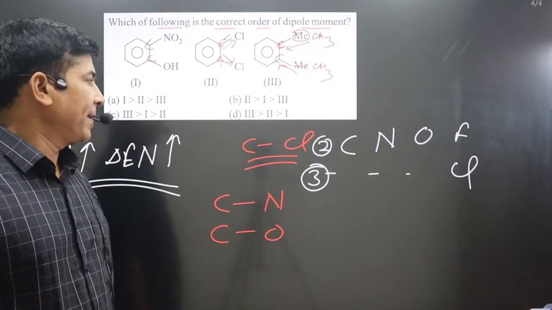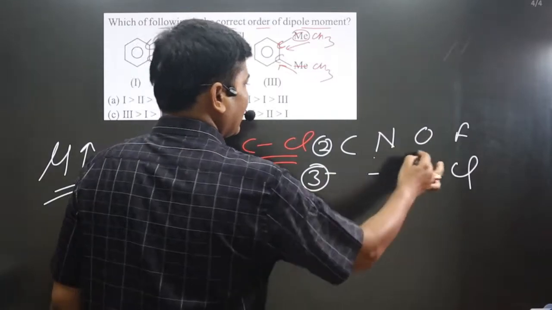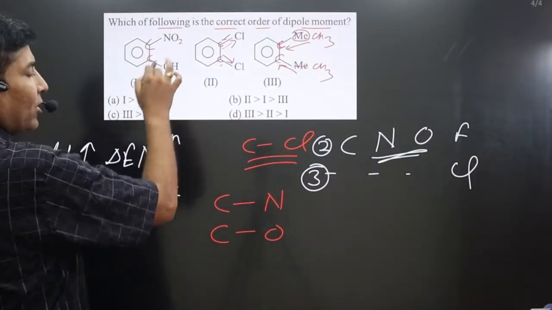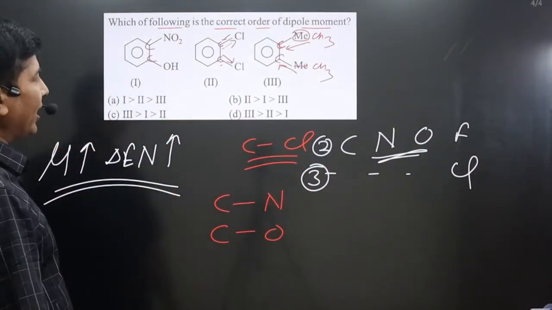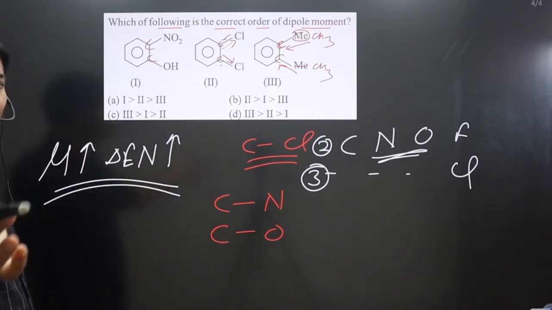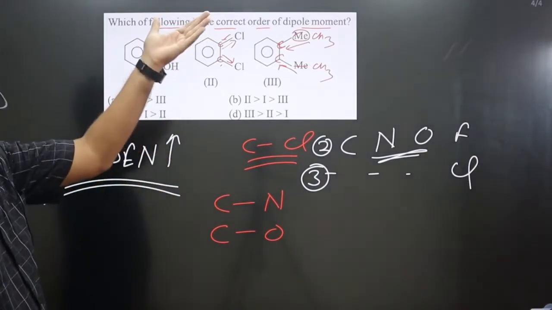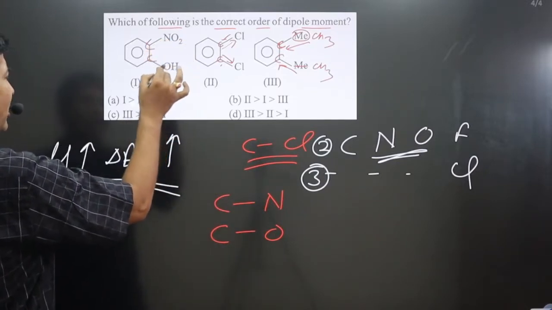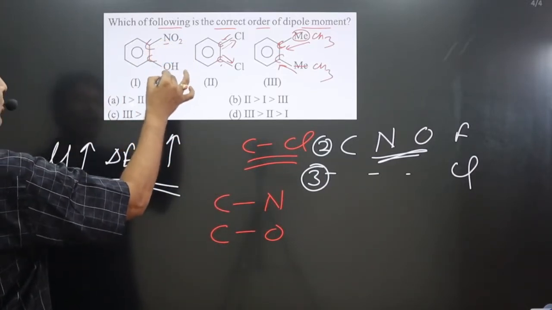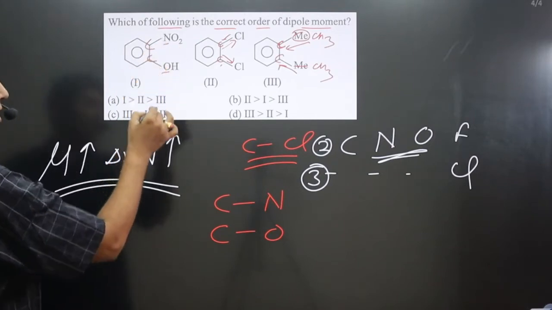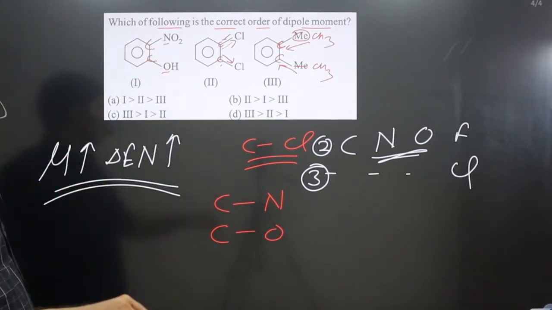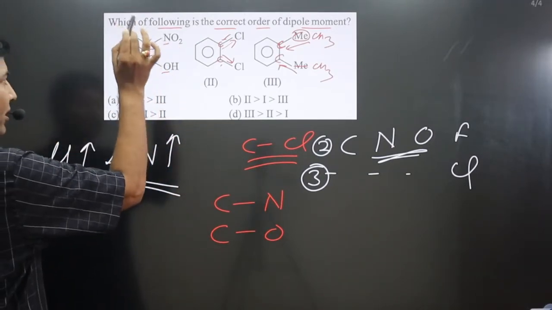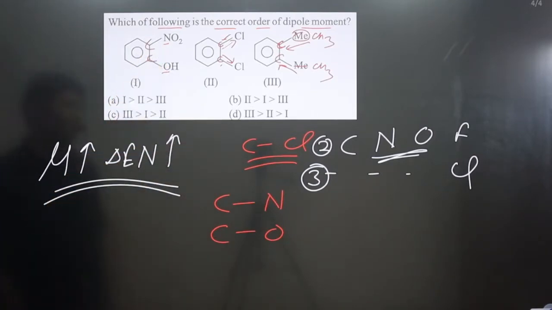You can see nitrogen and oxygen here have very high electronegativity. Dipole moment will also be very high because dipole moment is directly proportional to electronegativity difference. Higher the electronegativity difference, higher the dipole moment. You can see nitrogen and hydrogen are given here. So carbon, nitrogen, carbon, oxygen, higher electronegativity difference is there. Then dipole moment for this compound will be very high.